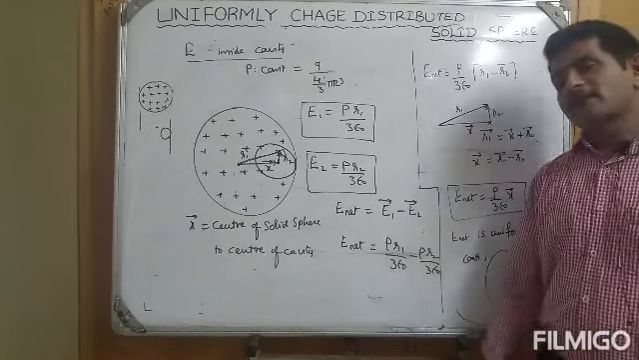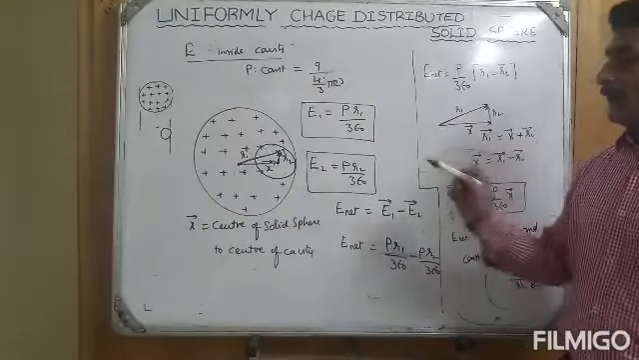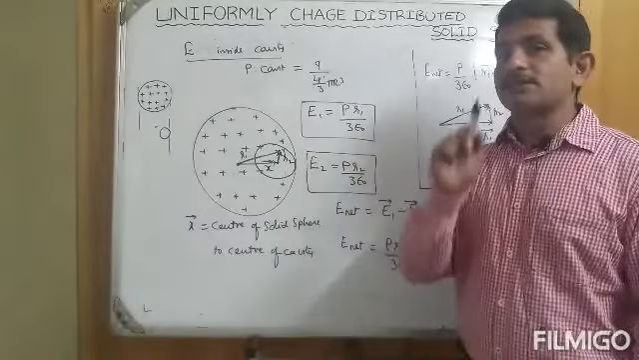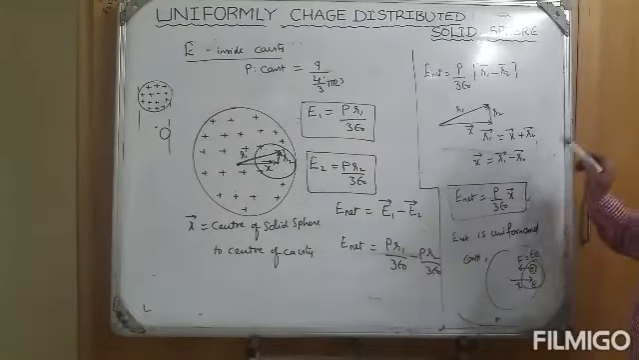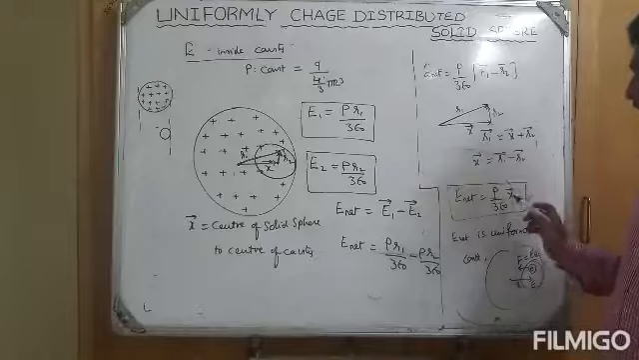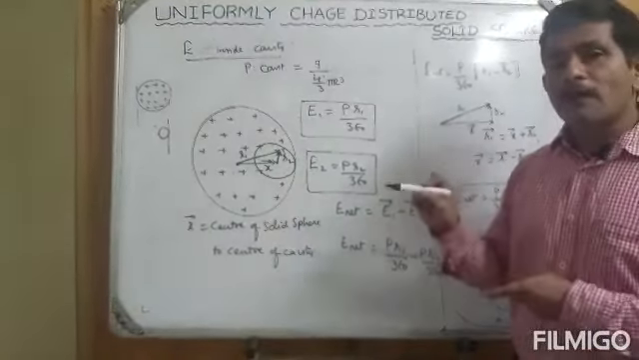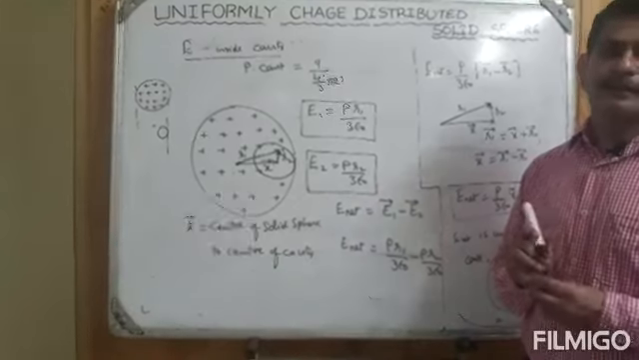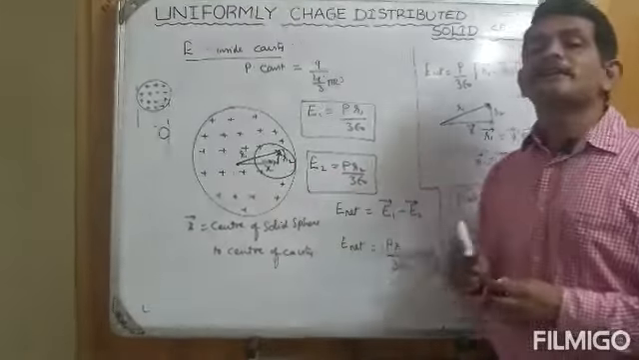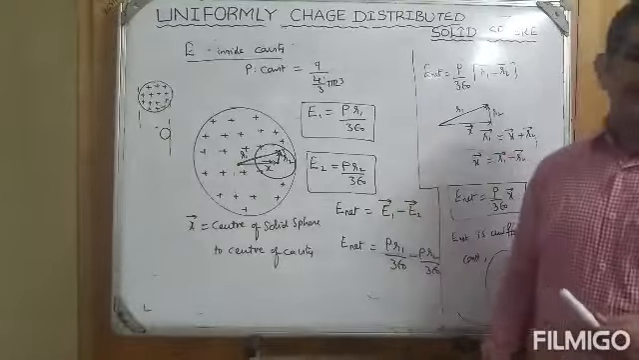This is one of the interesting and important results. Keep it in mind: inside the cavity, the electric field intensity is uniform. That value is rho by 3 epsilon naught times x bar, which is the distance between the center of the original object and the center of the cavity. The electric field intensity is in this direction also, right?